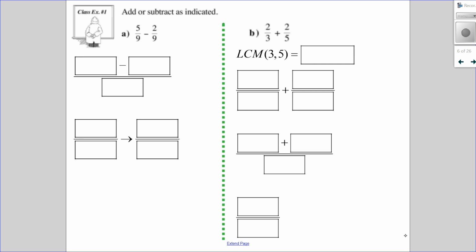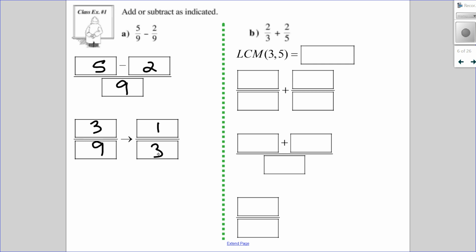So let's try some with numbers first, and then we'll go on to do it with variables. So looking at the first one, the denominator is 9, so I keep the denominator, and then I just subtract my numerators. So 5 take away 2 is 3 out of 9, and in lowest terms, that's 1/3.